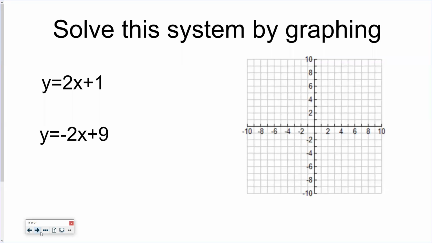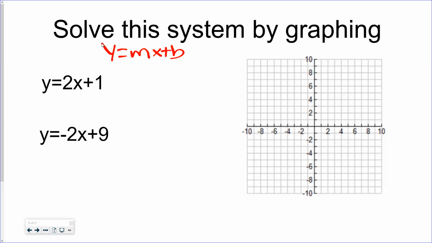All right, so now, what if they don't give me the solution? How do I find it? Well, one way to find it is by graphing. And we started introducing this yesterday. So, how do we graph two equations? Well, looking at these equations, what form are they in? They're in y equals mx plus b.